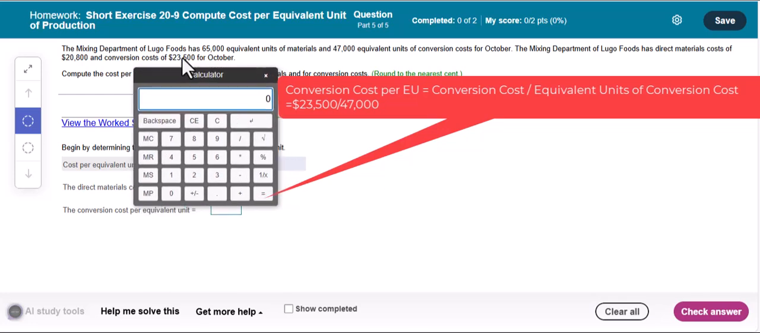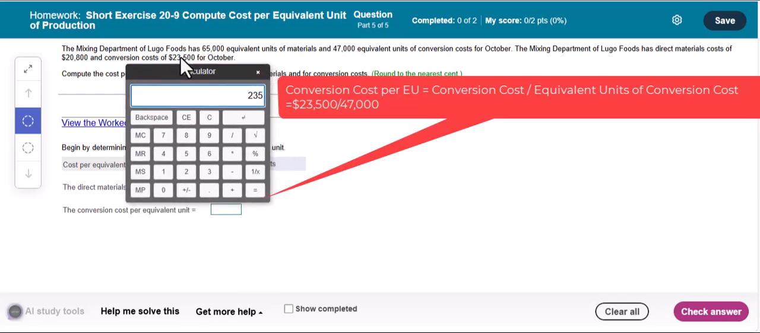So that is going to be 23,500 divided by 47,000 in equivalent units of conversion costs. And that is going to give us our conversion cost per equivalent unit. So that is 50 cents per unit, 0.50.